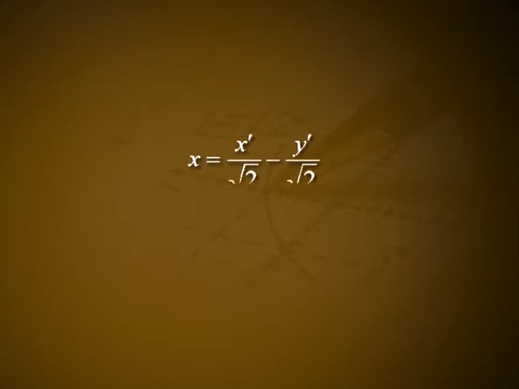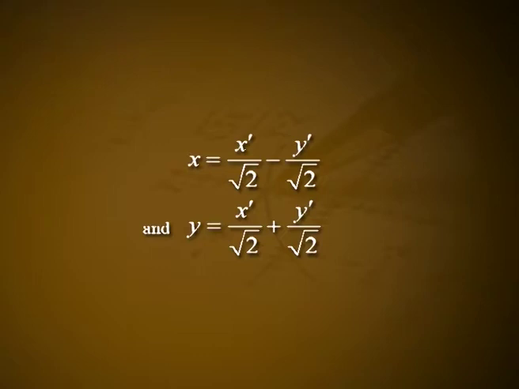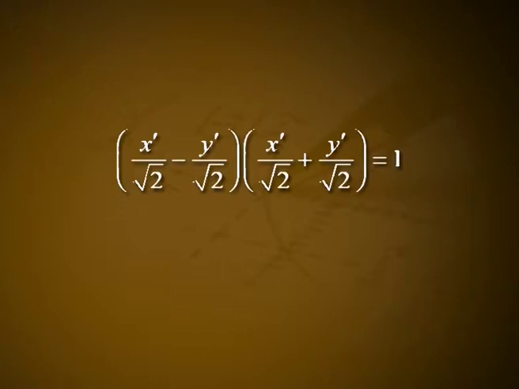Substituting cos theta is equal to cos 45 degree is equal to 1 by root 2 and sin theta is equal to sin 45 degree is equal to 1 by root 2 yields x is equal to x dash by root 2 minus y dash by root 2 and y is equal to x dash by root 2 plus y dash by root 2. Substituting these in the equation xy is equal to 1 yields (x dash by root 2 minus y dash by root 2) into (x dash by root 2 plus y dash by root 2) is equal to 1, or x dash square by 2 minus y dash square by 2 is equal to 1.